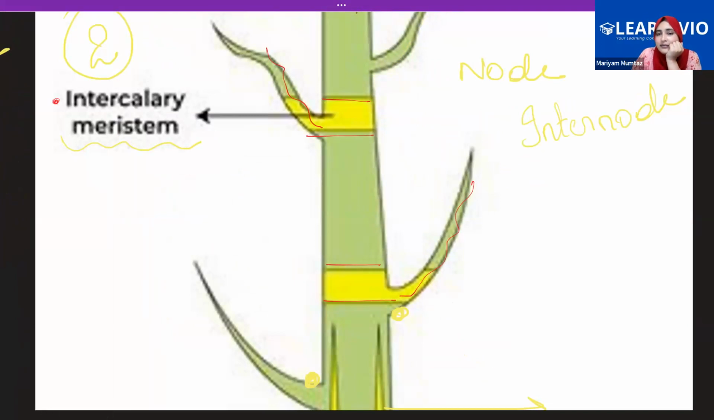So the type of tissue that is found in those areas from where the branches arise, we call the intercalary meristem. Now see, the point from where the branches come out is called the node.